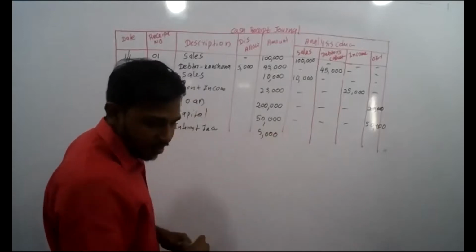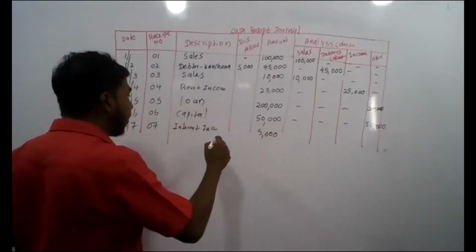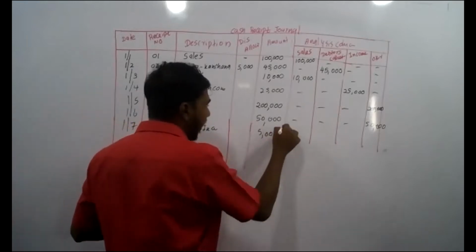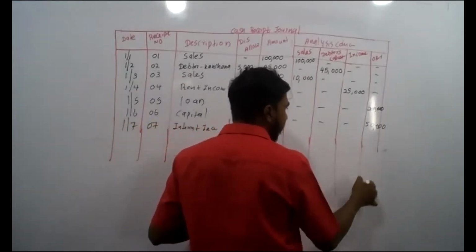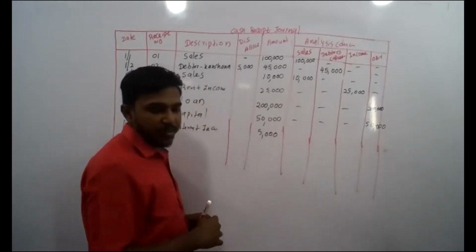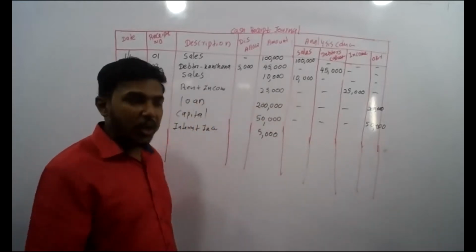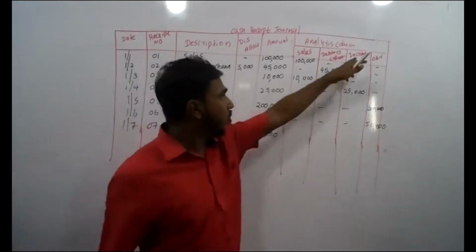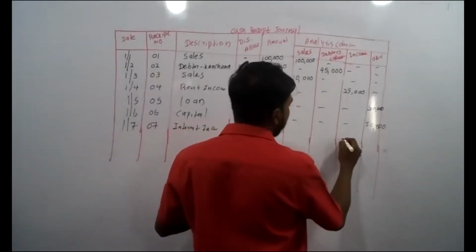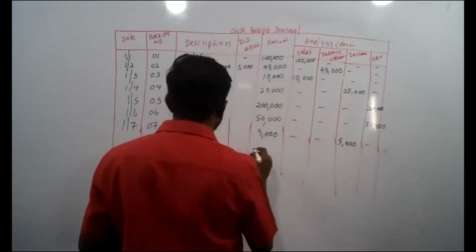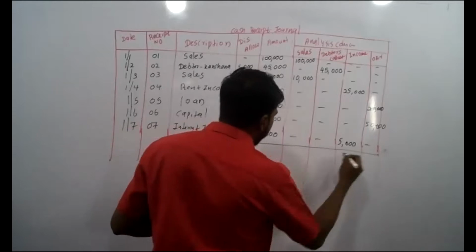Let me know. Interest income is supposed to be recorded in which column? Which analysis column? Sales, debtors' collection, or income or other. So I told you all the other income sources go here. So it's 5,000. Okay. So now you all can take the totals to here.